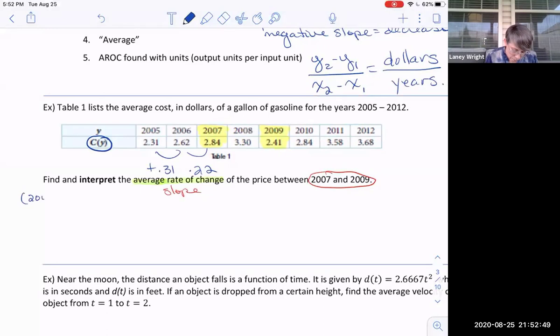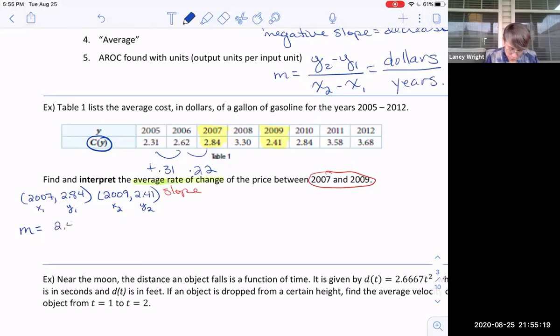So we have the year 2007 with 2.84 as the price of gas. And then we have a second point of 2009 with the price of gas 2.41. Remember, your Y is what you're actually studying. We're not studying the years, we're studying the price. So that always goes on top.